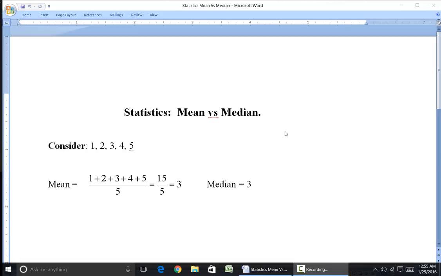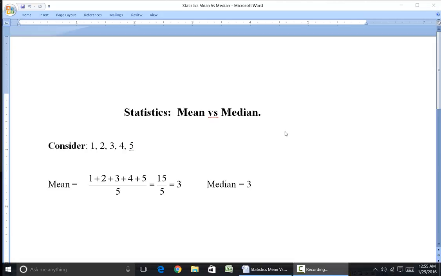Consider the numbers from 1 to 5. So 1, 2, 3, 4, 5. The mean is the one you're probably familiar with, simply adding up the values and dividing by the total number of values. So, for example, when you're finding your test average in your class, you add up your test grades and then divide by the number and you get your test average. So in this case, if I add the numbers 1 through 5, I get 15. There's 5 values, so I divide by 5, I get 3. That's how you compute the mean.